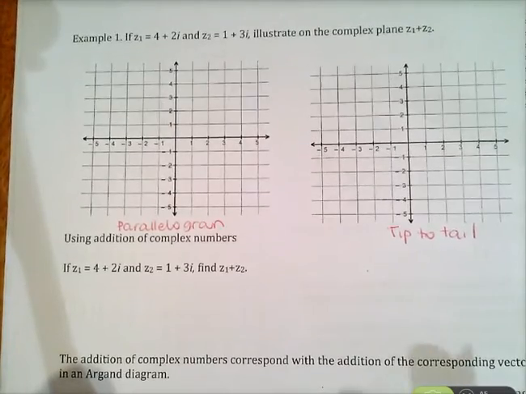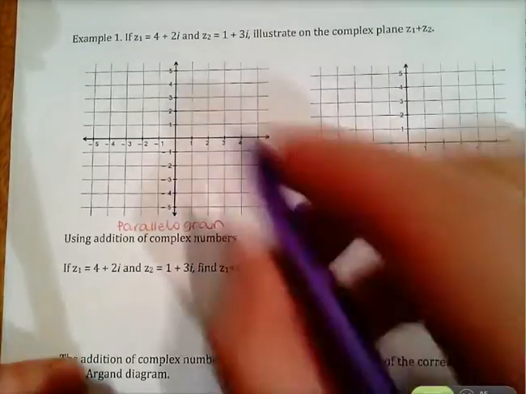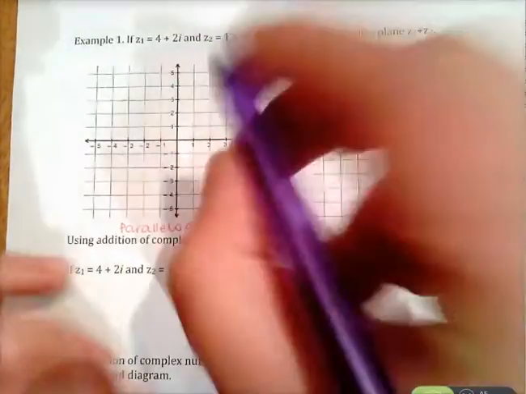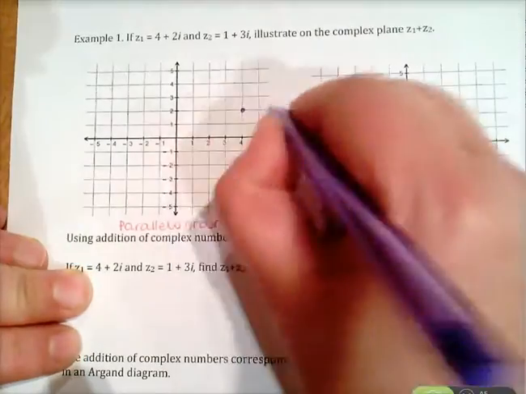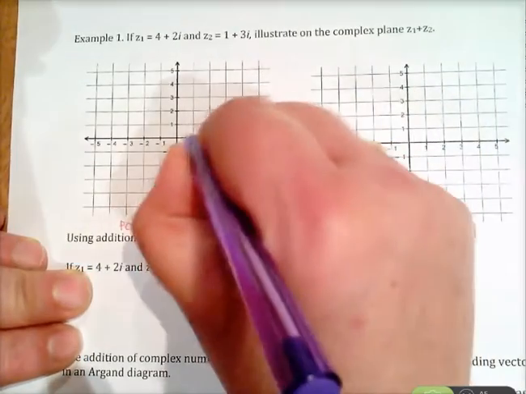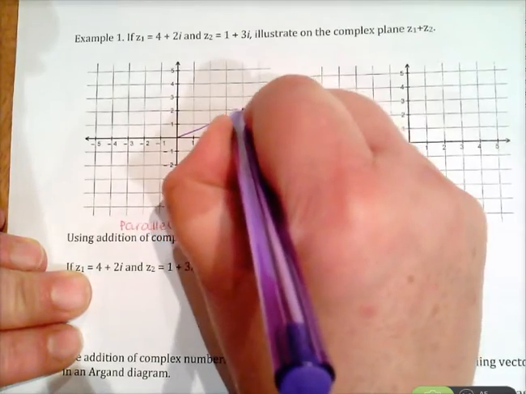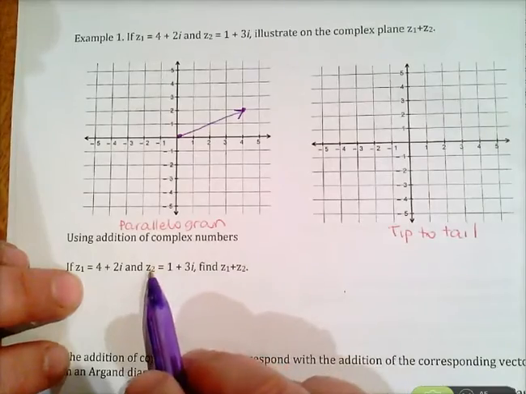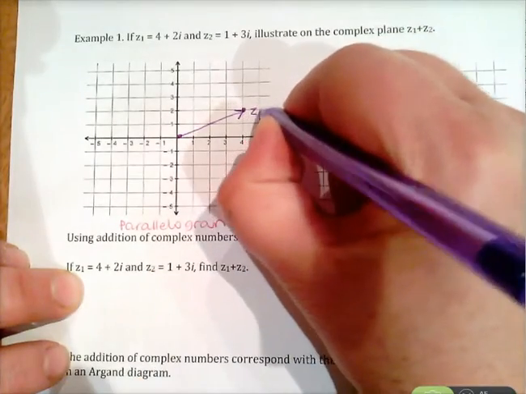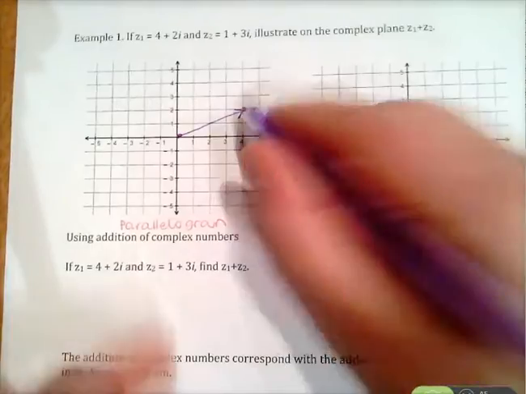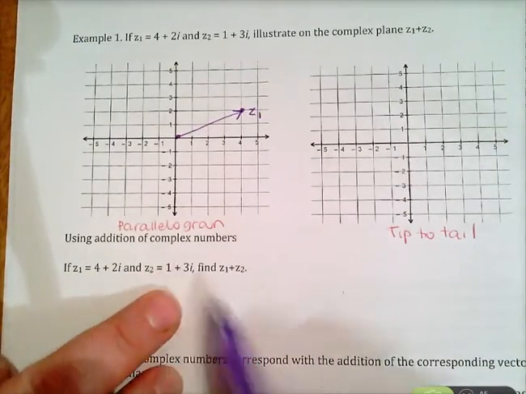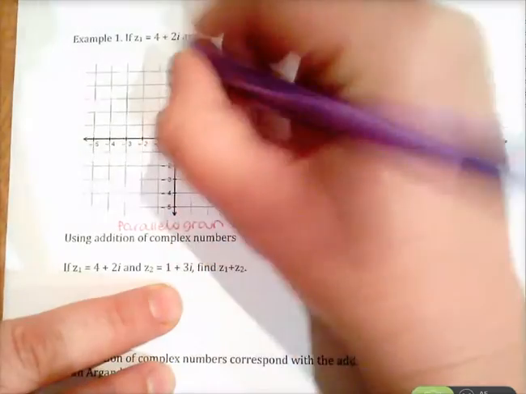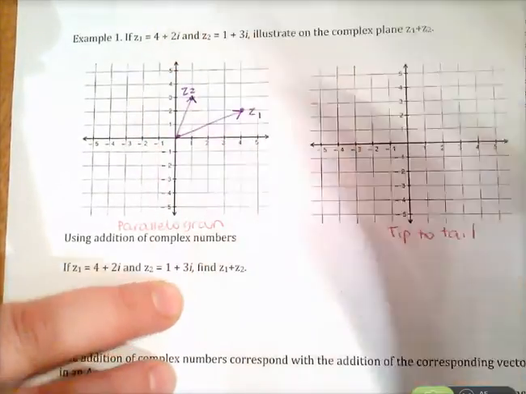I'm just going to change colors here. The first vector or point is 4 plus 2i. Instead of just putting 4 plus 2i, I'm going to draw the vector from the origin to this. That's my first vector, and this point here is z1, 4 plus 2i. The second vector is 1 plus 3i. There's vector 2, so I'll call this z2.